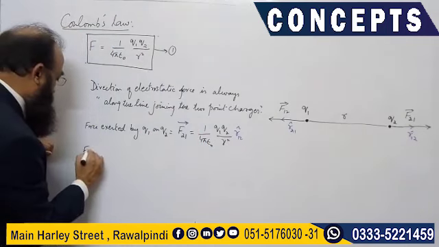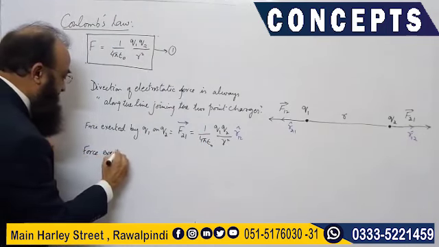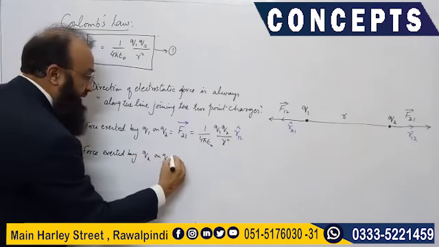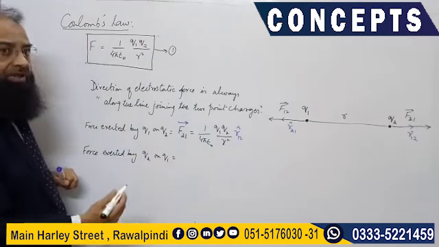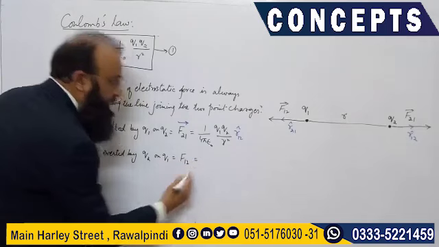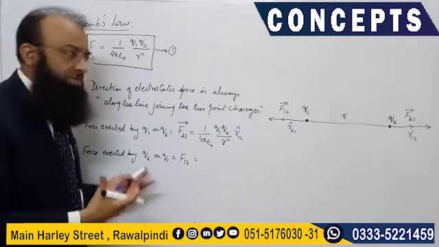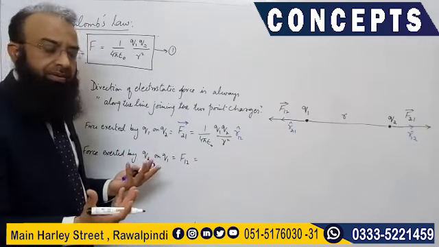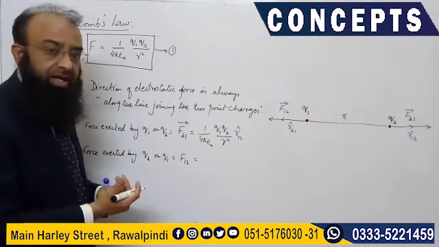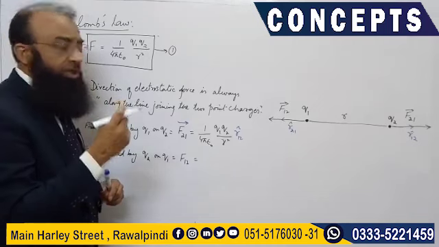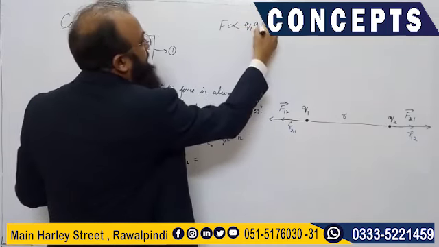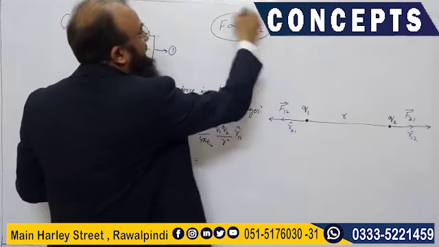Similarly, the force exerted by Q2 on Q1 is equal to, how much is it? Yes, F12 is equal to, what is the magnitude of this force? Again, the same. Why are the forces the same in both cases? Because this Coulomb force, this electrostatic force, is directly proportional to the product of the magnitudes of the charges.